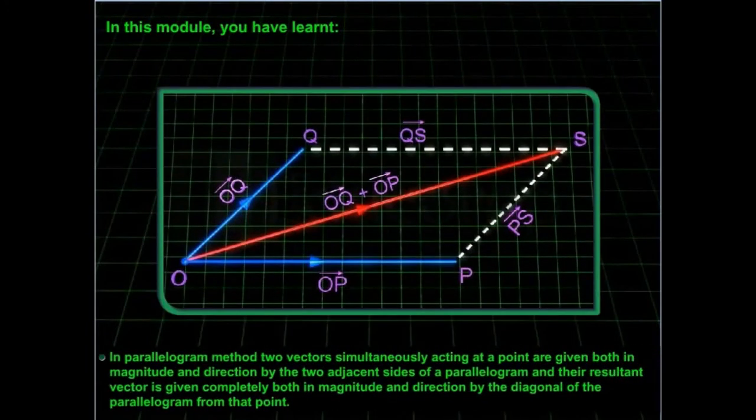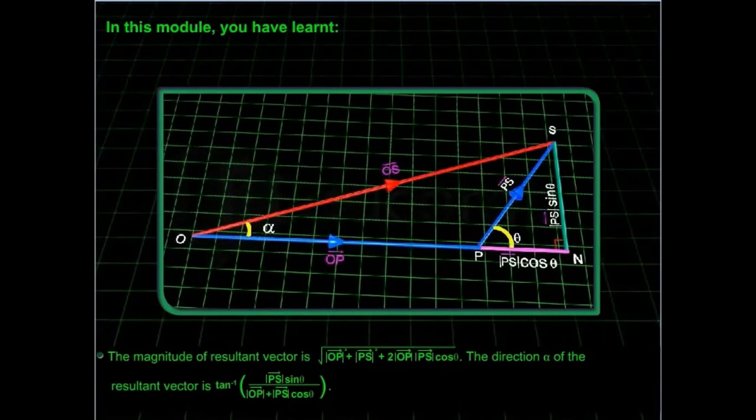In the parallelogram method, two vectors simultaneously acting at a point are given both in magnitude and direction by the two adjacent sides of a parallelogram, and their resultant vector is given completely both in magnitude and direction by the diagonal of the parallelogram from that point. The magnitude of the resultant vector is the square root of OP square plus PS square plus 2 within brackets OP PS cos theta. The direction alpha of the resultant vector is the tangent inverse of PS sin theta upon within brackets OP plus PS cos theta.